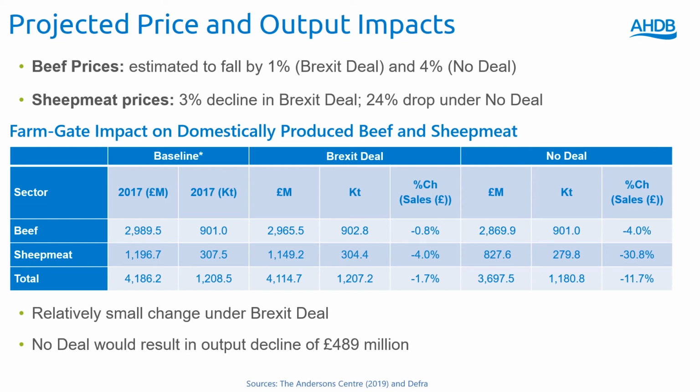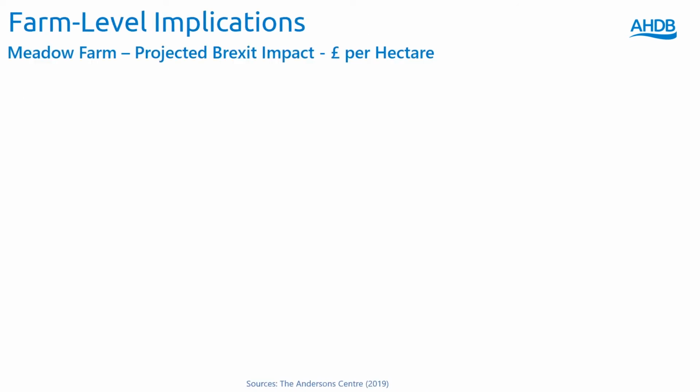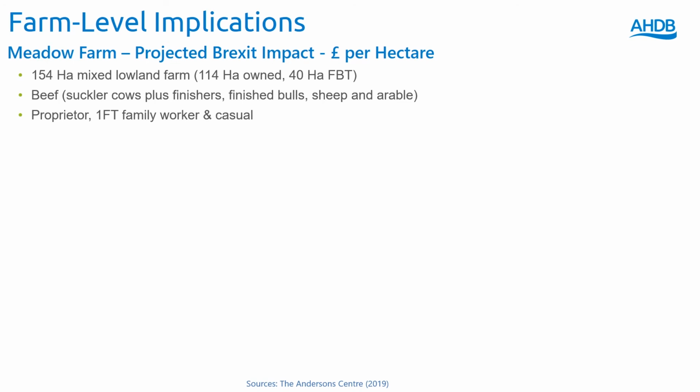And what does all this mean then at a farm level? To provide some calculations in this regard, we're using Andersons' model farm. Andersons is a series of model farms that it uses to calculate the impacts of policy and trade policy changes in UK agriculture. And this farm, it is a notional farm, 154 hectares based in the Midlands of England.